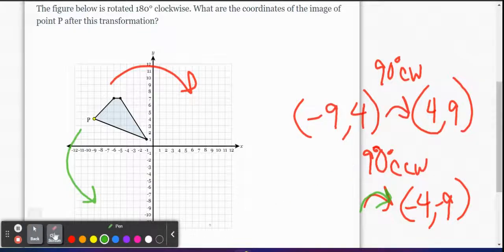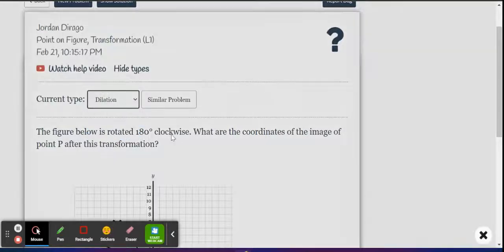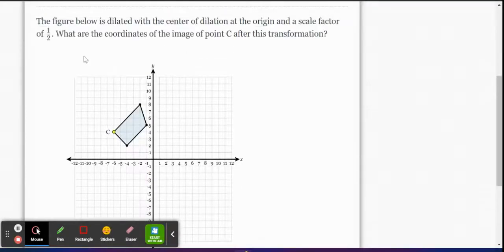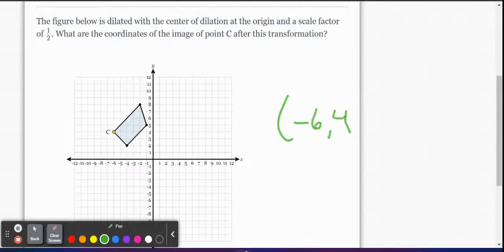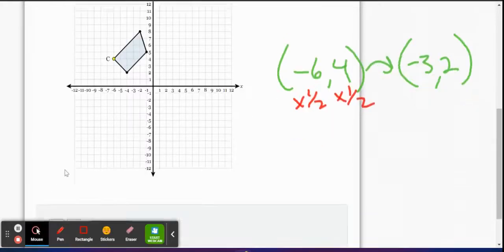All right, so they're awfully nice and they don't ask you to do that, but I just had to throw that in there. And then a dilation. Okay, this one's pretty simple. Again, if I'm dilating, just multiply by the scale factor. Okay, -6, 4. When I multiply that by the scale factor of 1/2, it's -3, +2, because basically you're just multiplying each of these numbers by the scale factor. Okay. And it doesn't matter if it's a fraction, if it's a whole number, whatever, you just do that.